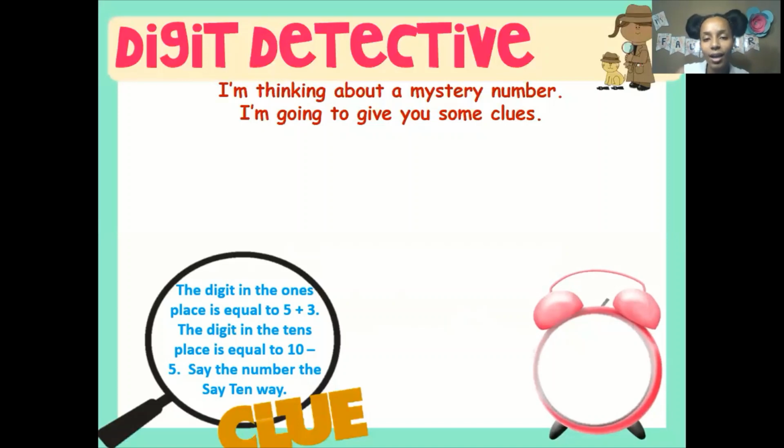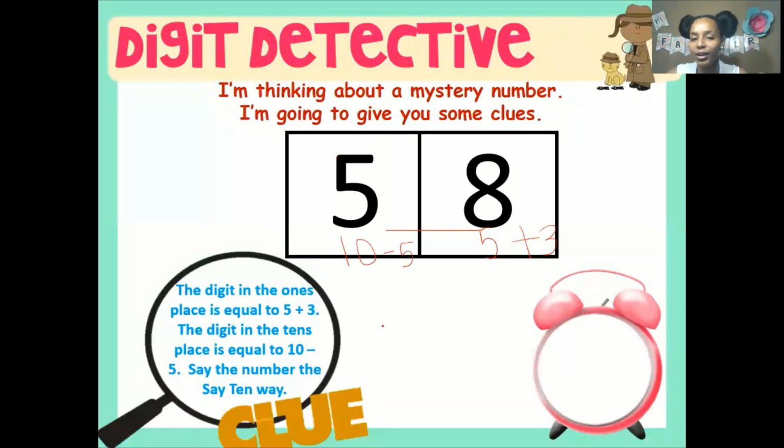Your time is up. So my clue says the digit in the ones place is equal to 5 plus 3, and the digit in the tens place is equal to 10 minus 5. So what is my digit in the tens place? Okay, what is my digit in the ones place? Let's check. If you said 58, then you're absolutely right. 10 minus 5 is 5, and 5 plus 3 is 8. How do I say that number the say 10 way? Right, 5 tens 8.